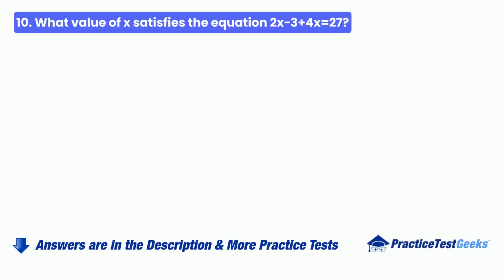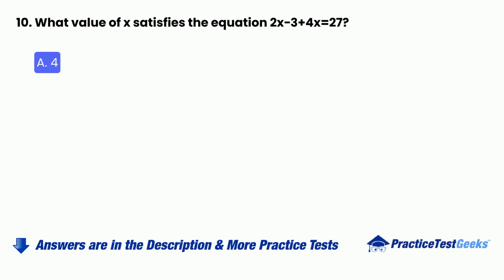10. What value of x satisfies the equation 2x minus 3 plus 4x equals 27? A. 4. B. 5. C. 12. D. 15.